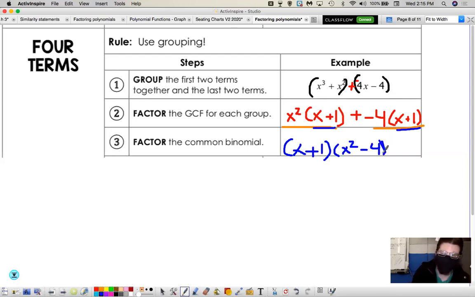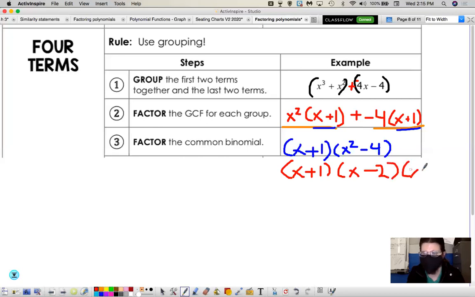Now, always make sure after you factor, you can't factor anymore. Look at what we have here. We got a difference of squares. So the first term, we can't do anything with that, so leave it there. This one factors as x minus 2 times x plus 2. And now this one is fully factored.